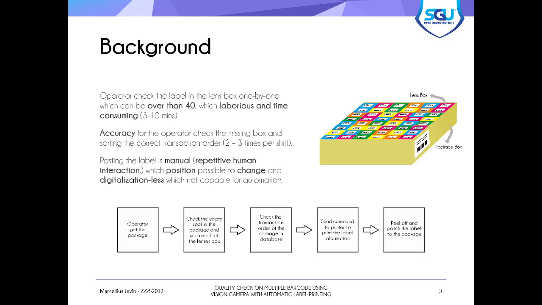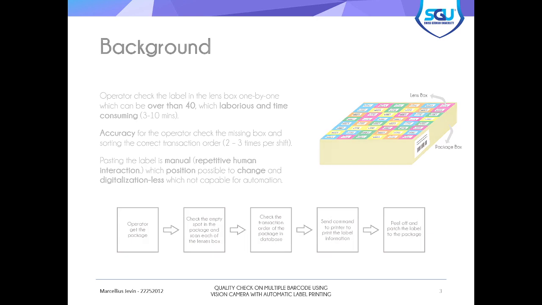Since the operator has to scan them one by one, it is less accurate compared to an automatic process. It can take 2 to 3 errors per shift. Since pasting the label is also manual, the position or orientation of the label can change. This creates difficulties for the next process, where they have to find where the label is. Because the whole process is manual, it lacks digitalization, because the process itself is hard to decode, and it is also difficult to combine with an automatic process or automation machine.